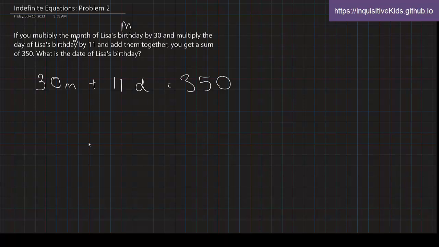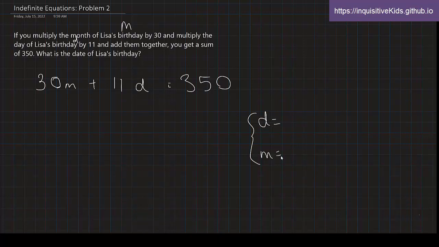Any multiple of 30 would have to end in a 0, correct? Meaning that D would have to end in a 0 as well. Because no matter what M is, 30 times M will always end in 0. And they have a sum that ends in a 0. So 11D has to end in 0.